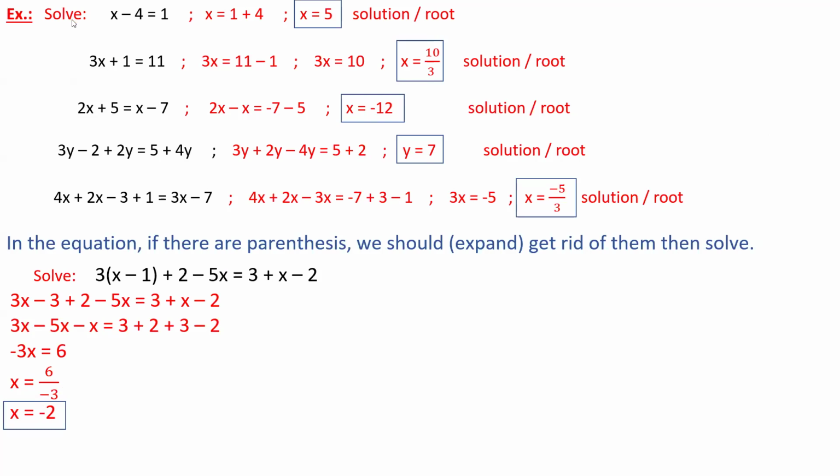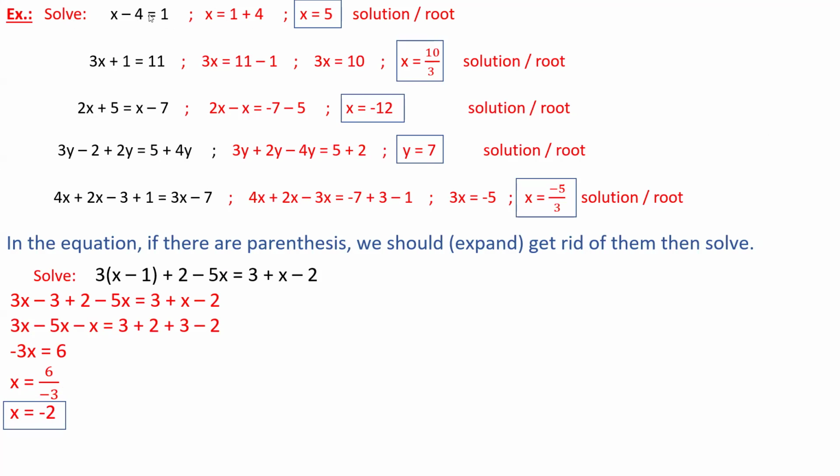The question is solve. Solve means find a solution for x. I'm given x minus 4 is equal to 1. The first question I always ask: is this equation written in the simple form, which is ax equal b? No, since here I have a minus 4. So I should write it in the simple form.